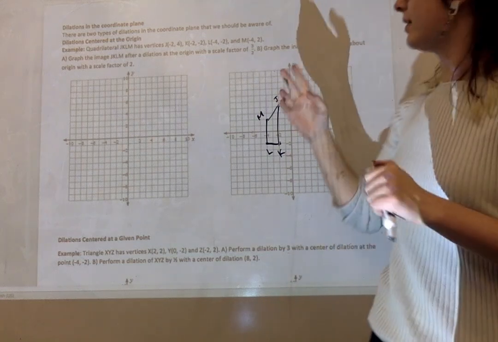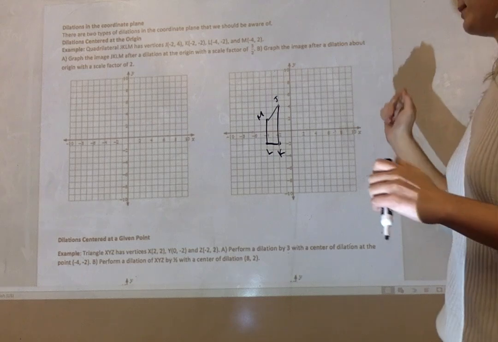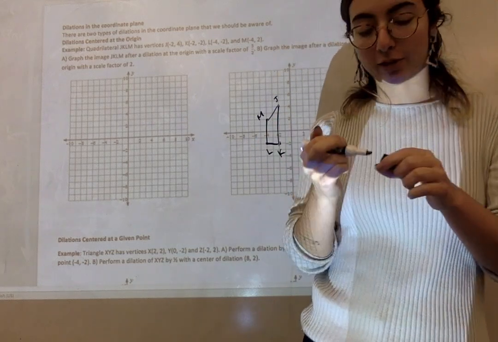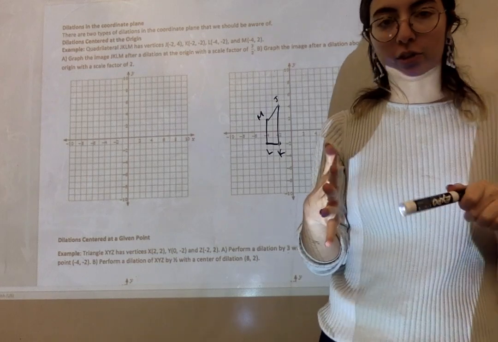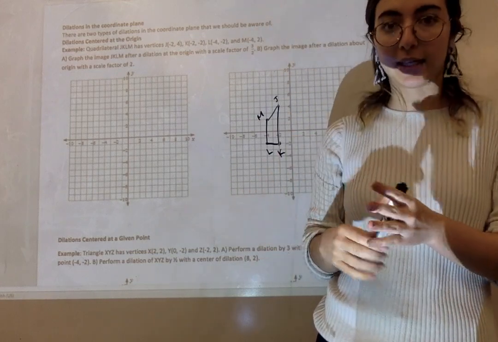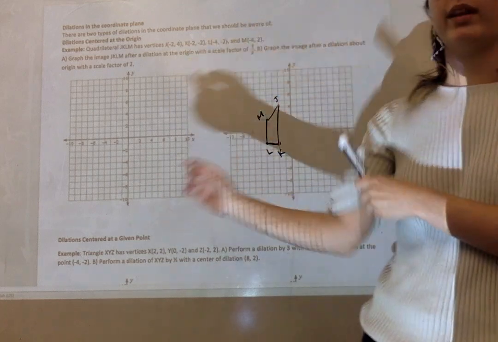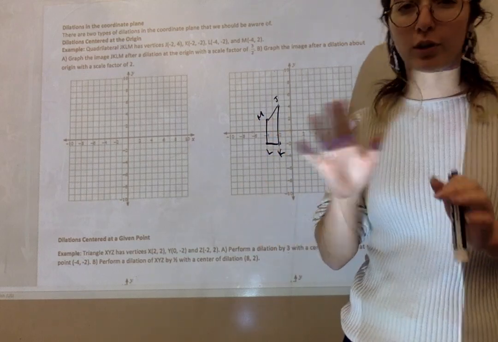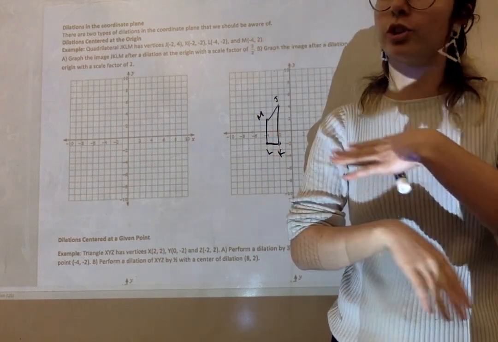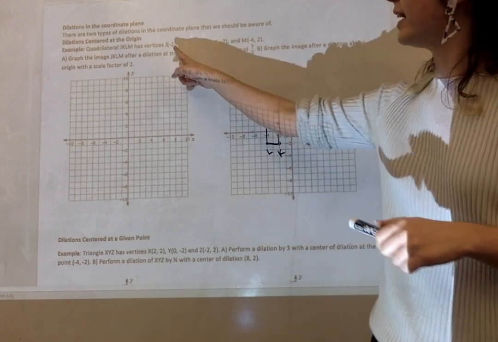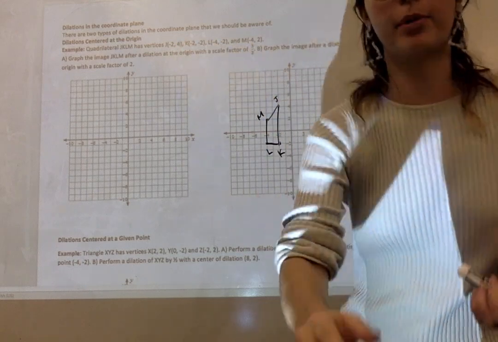Okay? And I am being asked to graph the image after a dilation about the origin with a scale factor of 2. So you might hear different terms here. You might hear scale factor or dilation factor. That means the same thing. What that means with the dilation point at the origin, we'll learn about a dilation point not at the origin later on. For now, it's just going to be at the origin. That means take your coordinates and double them.